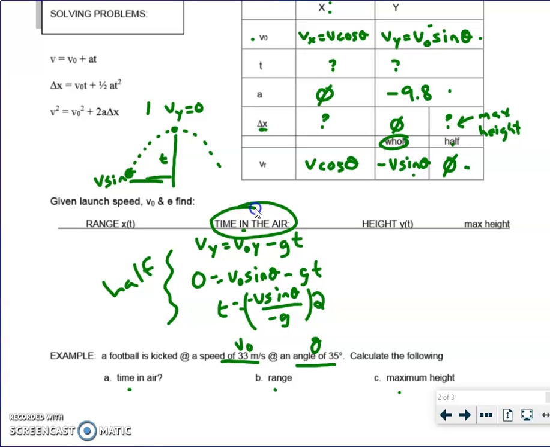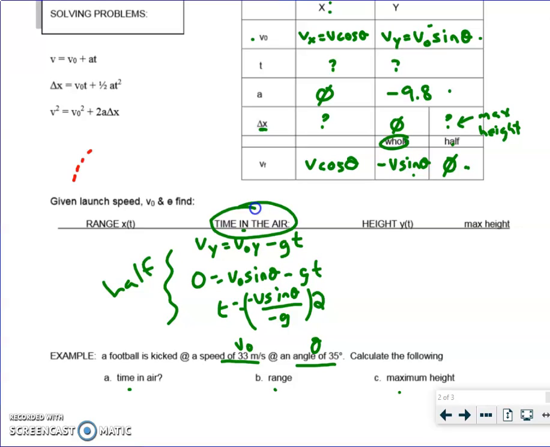So this is the time to go from here to here, or the half time, and then I have the time it takes to come back down. That's my other half time. So then I get the full time. I could have done this a different way. I could have done it, and I'm not going to do it algebraically, but I'll explain to you conceptually.